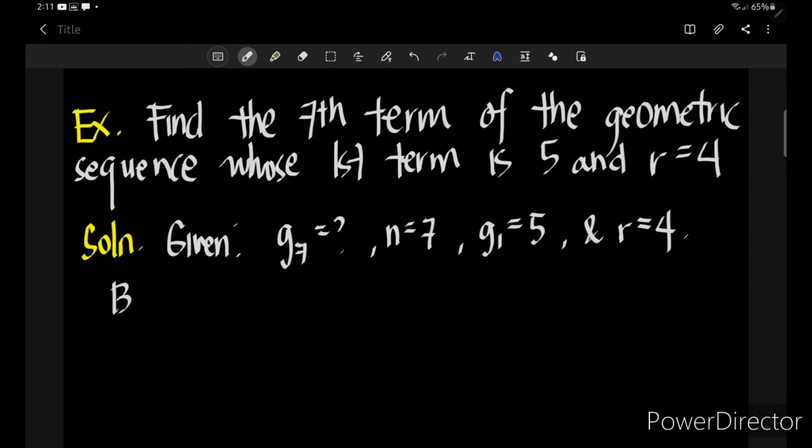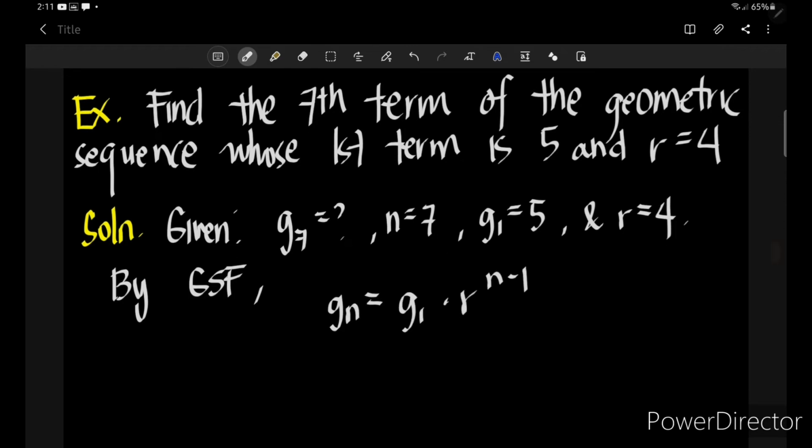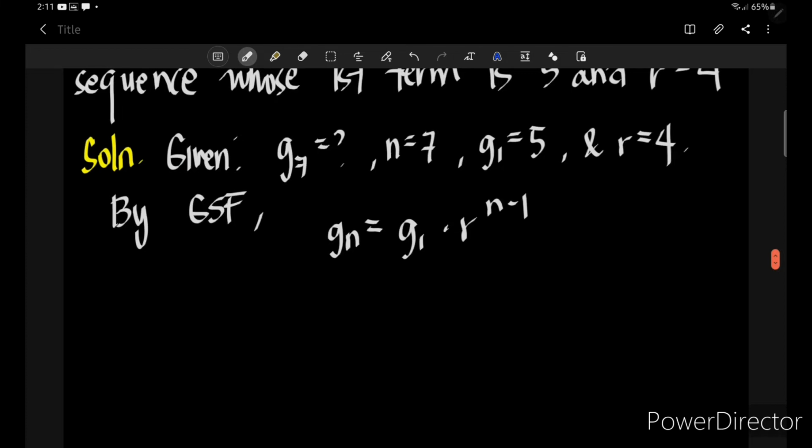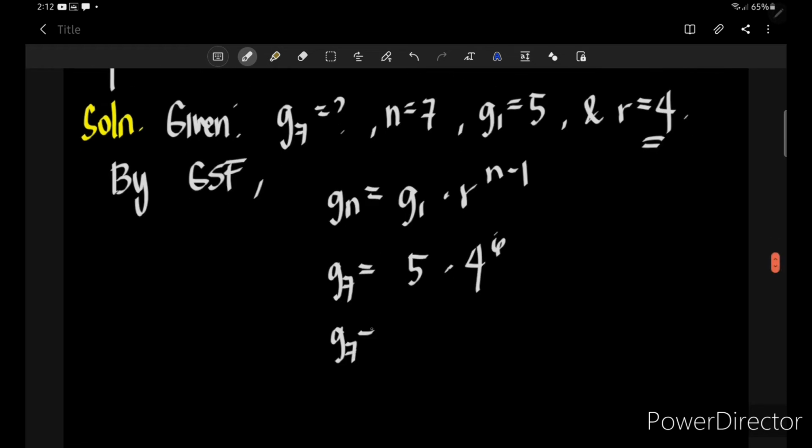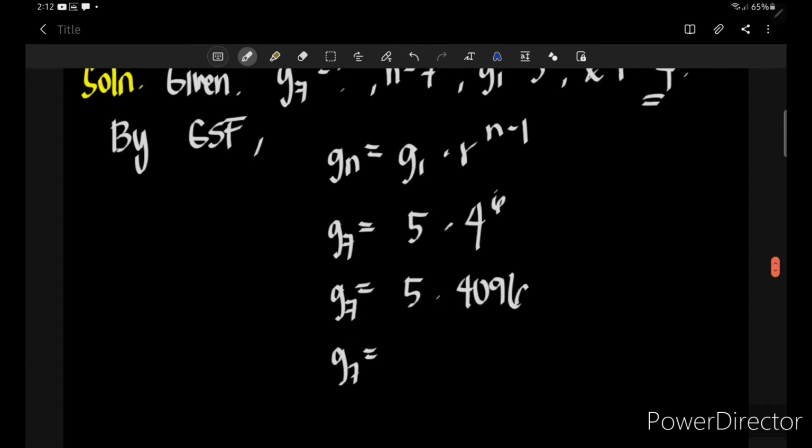Okay. By geometric sequence formula, we have G sub n equal G sub 1 times R raised to n minus 1. All we have to do is to substitute the given values. So, we have G sub 7 equal G sub 1, which is 5, times 4, since R is equal to 4, and n minus 1, so we have 7 minus 1, that is 6. Simplify, G sub 7 is equal to 5 times 4 raised to 6, which is 4,096. Then, get the product. 5 times 4,096 is 20,480.